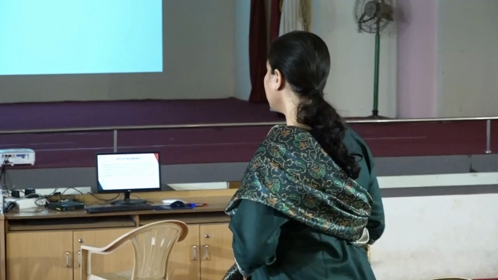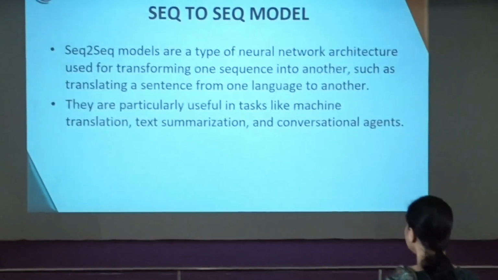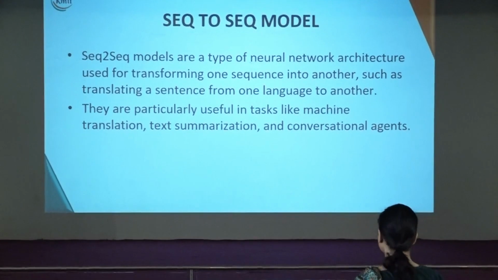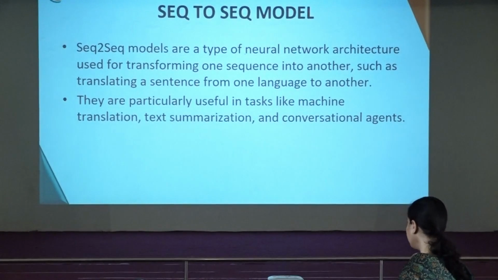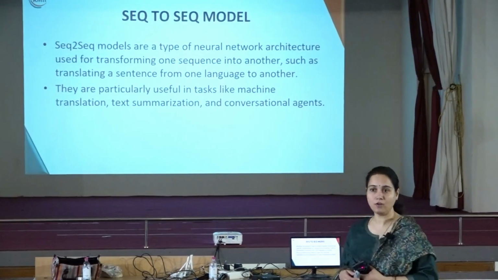The first one is also a sequence. I am going to map and produce another sequence which has the same context but is in a different language altogether. Are you clear enough? So, that is nothing but a sequence to sequence model example that I just taught. Okay. So, a sequence to sequence model again is a type of neural network architecture which is used for transforming one sequence into another, such as translating a sentence from one language to another language.